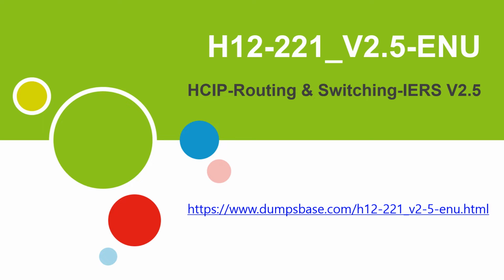HCIP Routing and Switching V2.5 is the current version, which requires you to pass 3 exams. H12-221, V2.5 ENU HCIP Routing and Switching-IERS V2.5. H12-222, V2.5 ENU HCIP Routing and Switching-IENP V2.5.